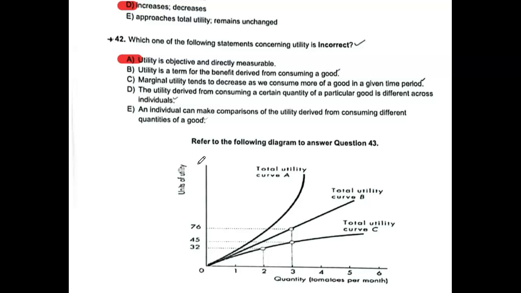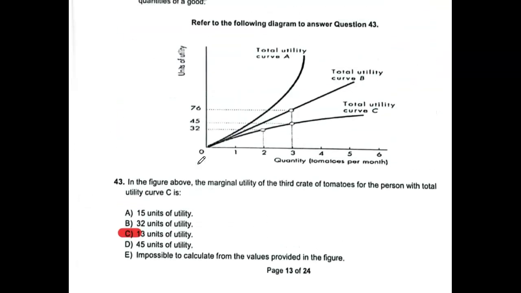42. Which of the following statements concerning utility is incorrect? It will be A. Utility is objective. Objective means it's a fact, and directly measurable. No, it's not directly measurable. If I tell you the utility of eating chocolate is 10, no, if you don't like chocolate, you won't even have a utility for chocolates. Utility is happiness. People like different things more. You may like chocolate, he may like pizza, but you can't measure it directly. So it's indirectly measurable. So the answer is A.